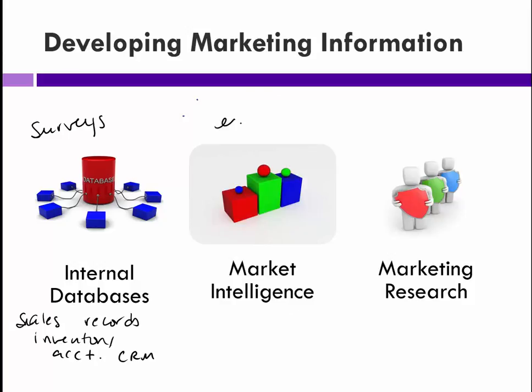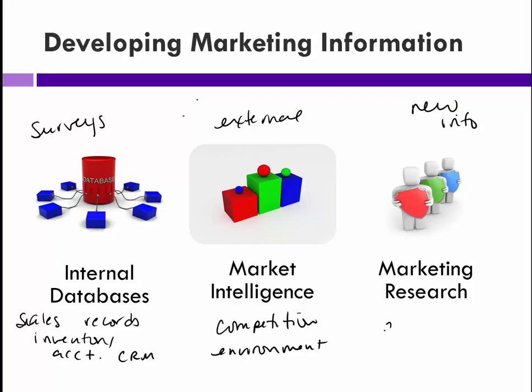Marketing intelligence is the next one, and this is, again, an external thing. Information on our competition or the environment. And we'll talk a little bit about that because there's a lot of different sources of that. And then marketing research will be new information that we need to go out and get. And again, this is to answer a specific question.